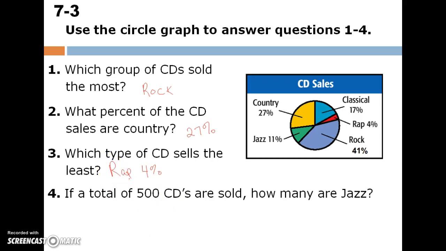Okay, the last question, if a total of 500 CDs are sold, how many are jazz? Well, if we know our total is 500, remember total goes in the bottom, and jazz has 11%. Percent is always over 100. We want to know what is 11% of 500. You're going to solve this by doing cross products or your butterflies, and X is going to equal 55 CDs. Okay, so with circle graphs, you are not going to be constructing them, you are just going to be interpreting them.